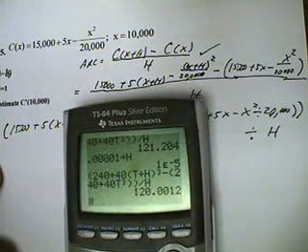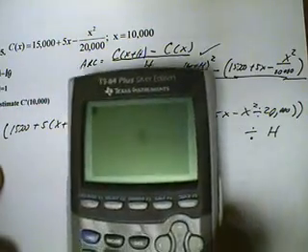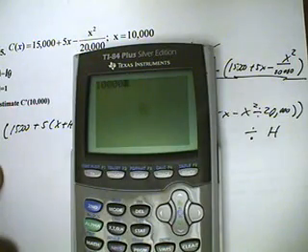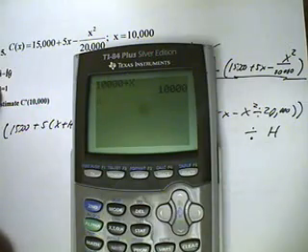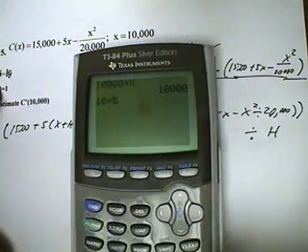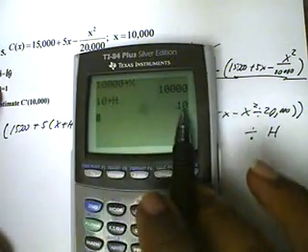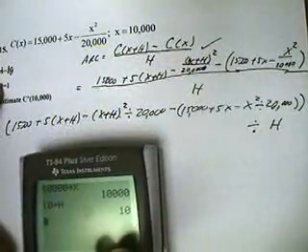So let's begin. First we need to tell the calculator x is 10,000, so 10,000, store that in x. Next, h is 10, so 10 store alpha h. So we've got x is 10,000 and h is 10. And now I'm going to put this into the calculator.